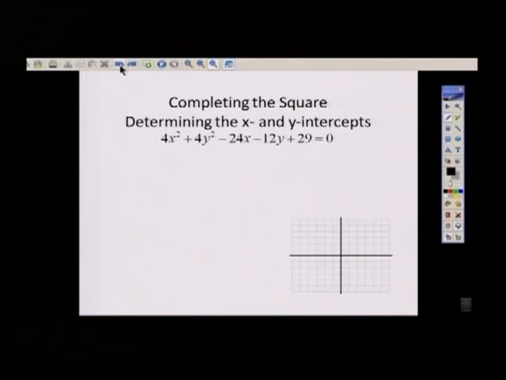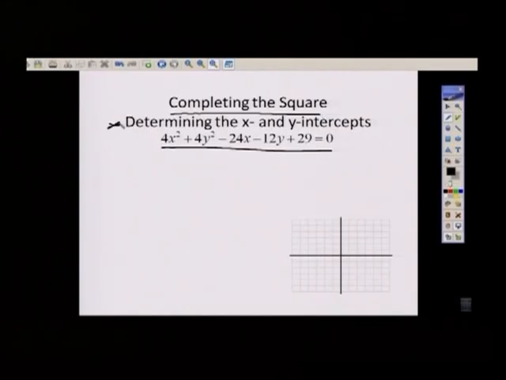Next thing we're going to do is take this equation, which happens to be a circle, and do something called completing the square so that we can put it back into the equation of a circle that we recognize: (x - h)² + (y - k)² = r². And then after that, we're going to determine the x and the y intercepts.